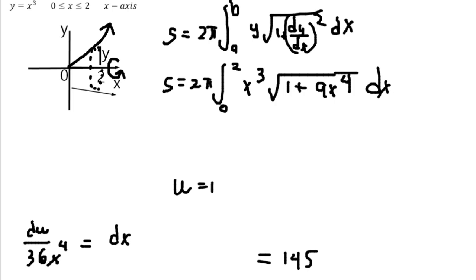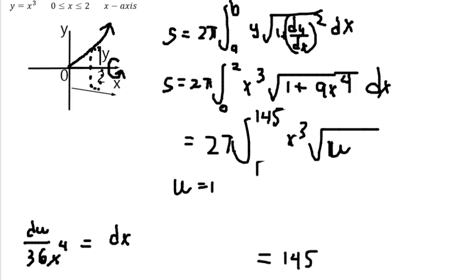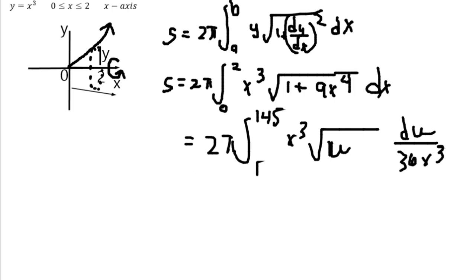Just delete this and put the information in our new integral. So now we got 2 pi, integral 1 to 145. Well, we know that we got x cubed here. We replace this with u. We just put u. And we got du over 36x cubed. That should be u, not raised to the 4th. So yeah, we can just now cancel x cubed here. We'll just delete all of this. So we're going to cancel x cubed.